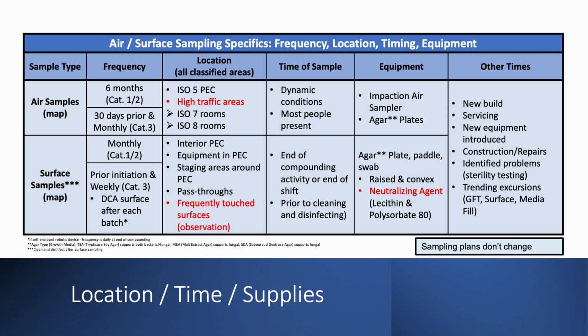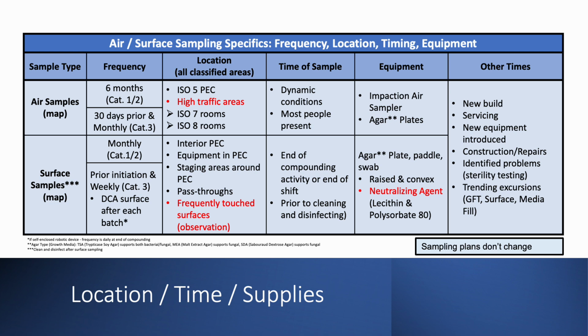As for surface sampling, for Category 1 and 2, we'll do this monthly. And for Category 3, they're going to do this every week, in addition to the DCA, or the direct compounding area, in their hood, which will be sampled after each batch. The location for surface sampling is the interior of the PEC or the hood, the equipment inside the PEC, and the staging areas around the PEC, because this is very important.